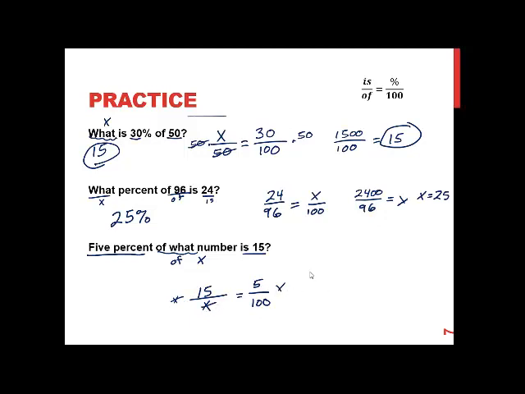We end up with 15 equals 5x over 100, and we'll multiply both sides by 100. We get 1500 equals 5x. Divide both sides by 5, and we get x equals 300. So 5% of 300 is 15.